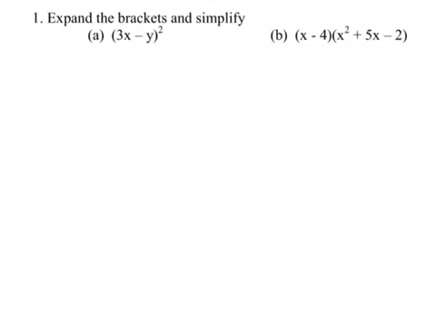Question number 1, we're asked to expand the brackets and simplify. So part A, first of all, we have 3x minus y in brackets, and that's to be squared. So what that means is we're going to multiply the bracket by itself. So we have 3x minus y multiplied by 3x minus y.